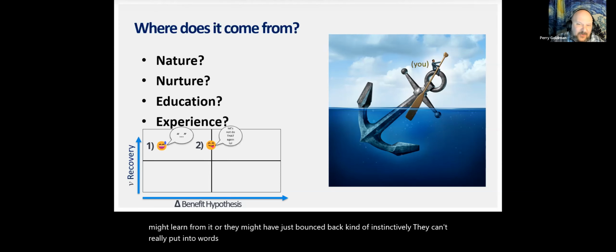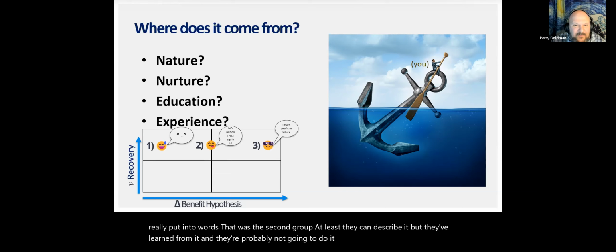The second group, at least they can describe it, but they've learned from it and they're probably not going to do it again. Then there's yet another group of people who have this ability to describe what they learned, and they can recover quickly at a reduced cost.